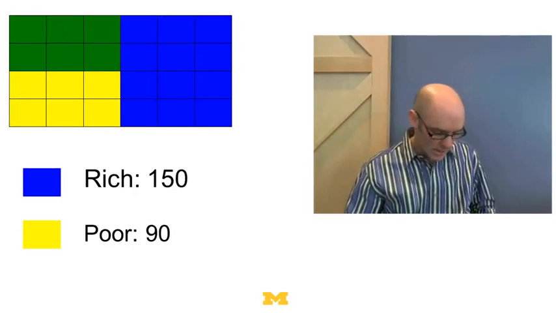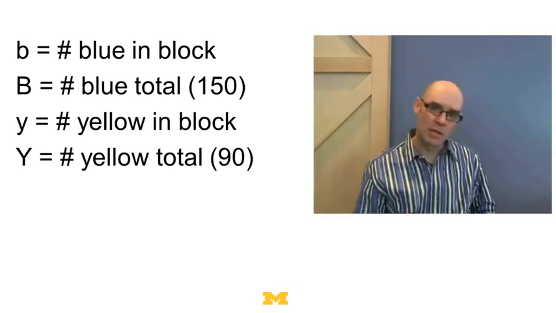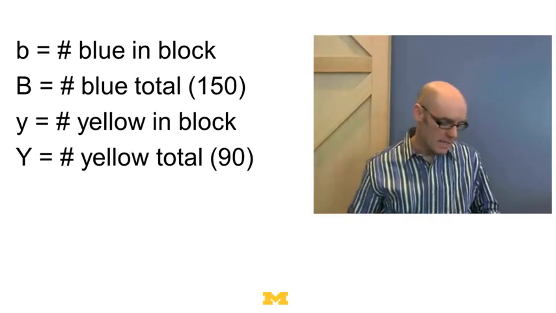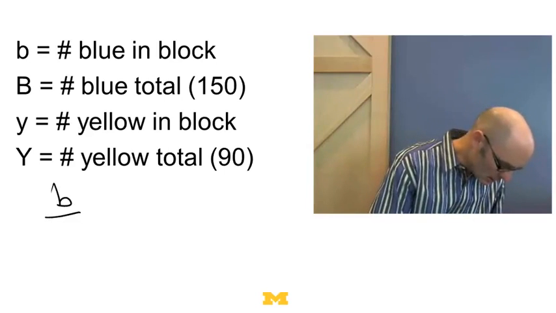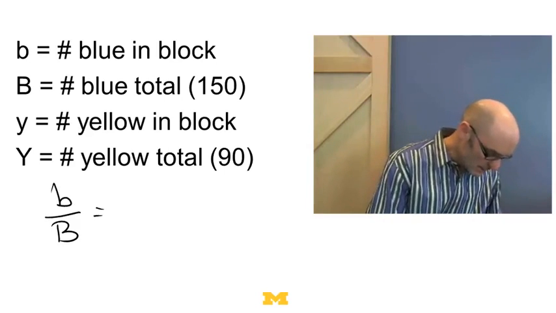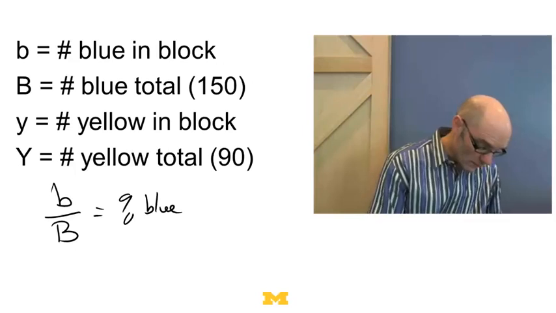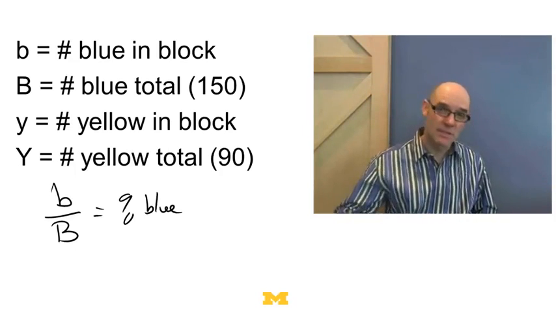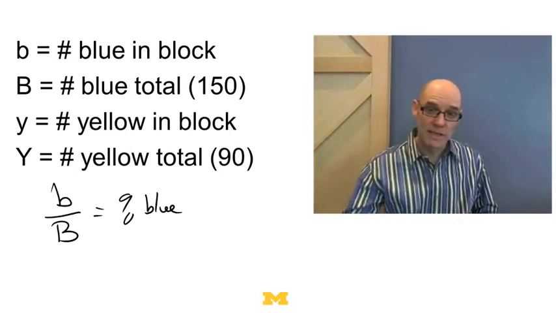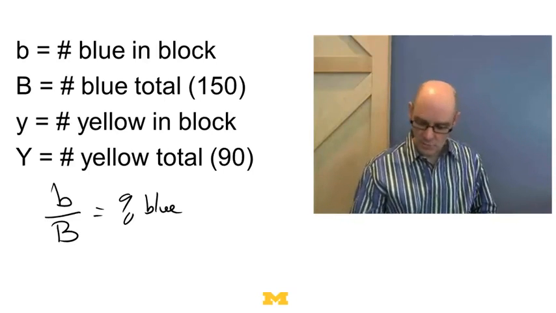All right, so how do I do it? Well, what I'm going to do is let little b be the number of blue people in a block, and let big B be the number of blue people total. Then if I take little b over big B, that's going to tell me the percentage of blue people in that block relative to the total number of blue people. So it's giving me some sense of the proportion of the total number of blue people that are in that block. And similarly, little y over big Y gives me the proportion of yellow people in that block.